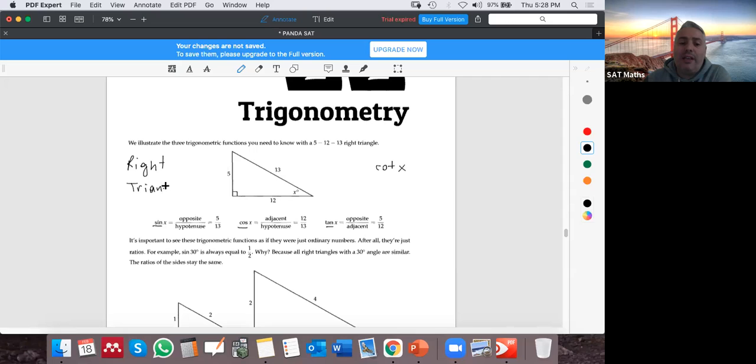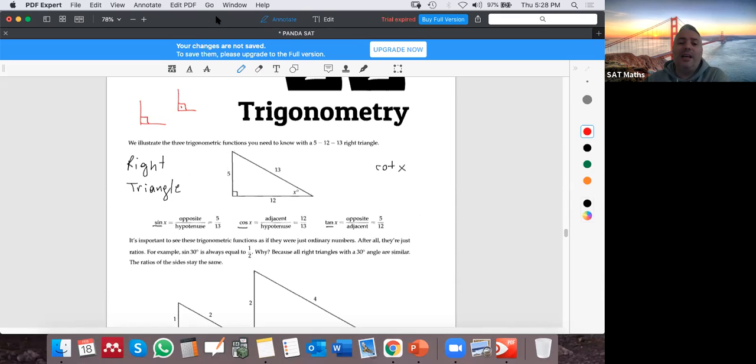What is a right triangle? A triangle in which one of the angles is 90 degrees. And this notation, or some books use this, means that it's 90 degrees. So this is 90 degrees. Whenever you have 90 degrees, you can use the trigonometric ratios.